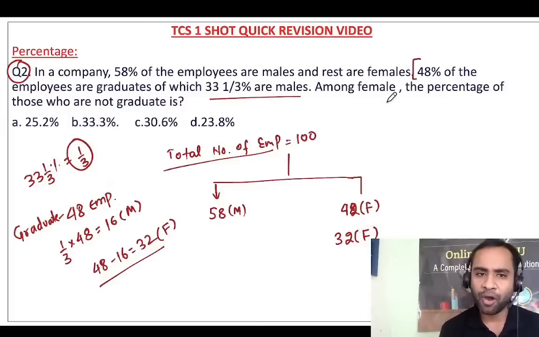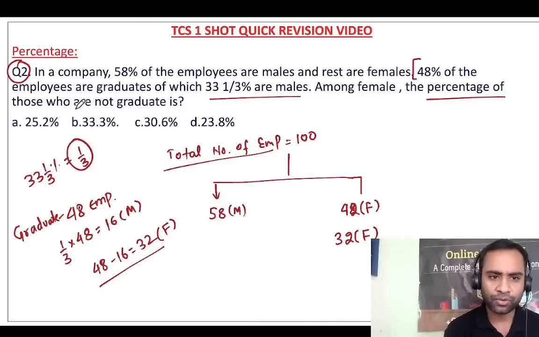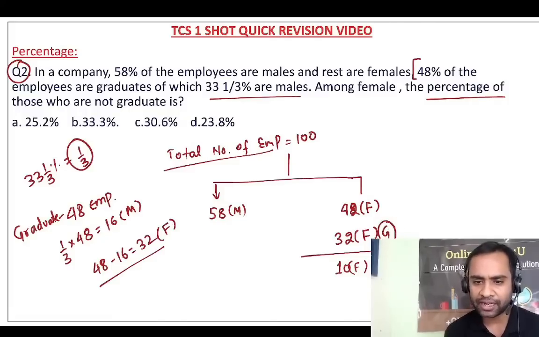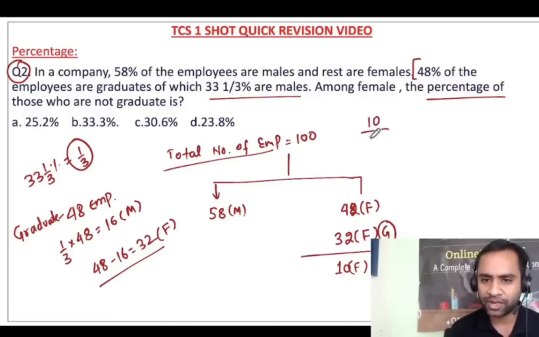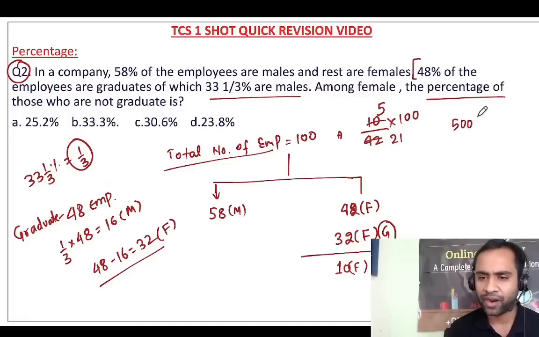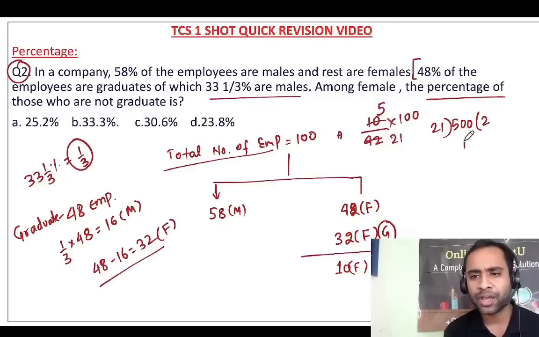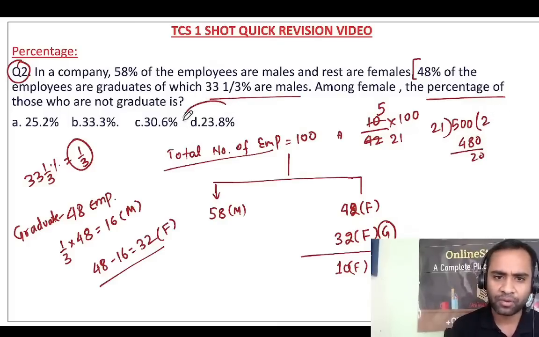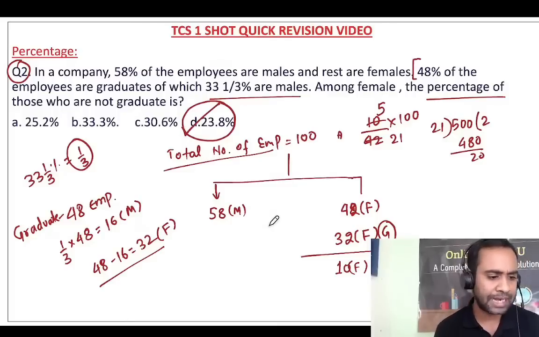Now among female, the percentage of those who are not graduate. How many are not graduate? 10 females are not graduate, because out of 42, 32 are graduate and 10 are not. So 10 out of 42, just multiply by 100. It will be around 23.8%. So option D will become the correct answer for this problem.